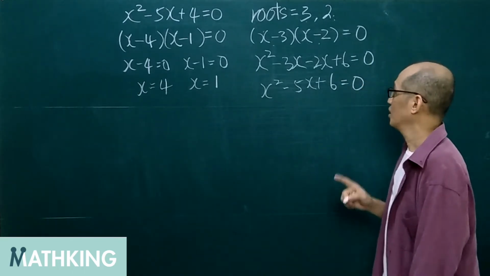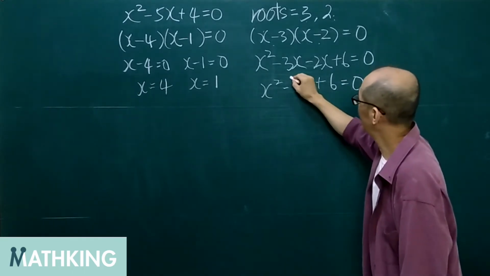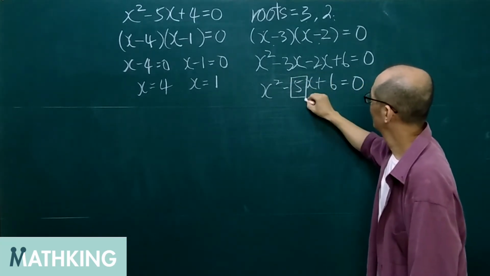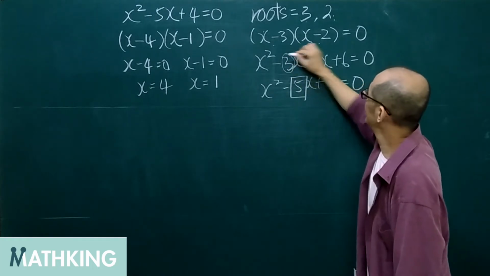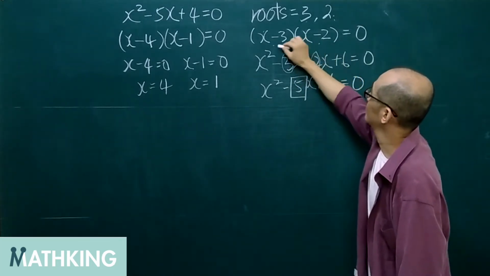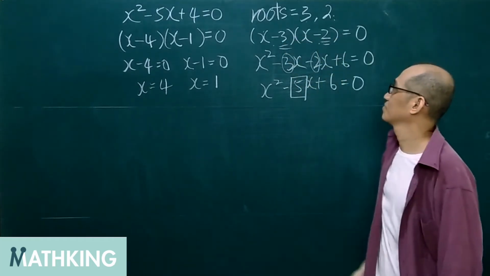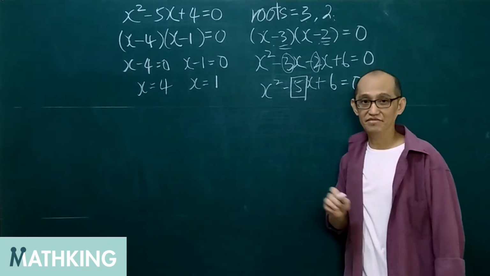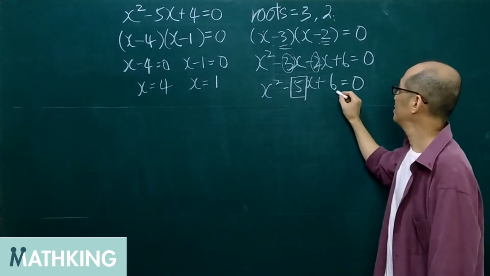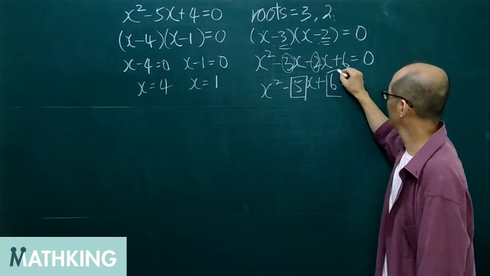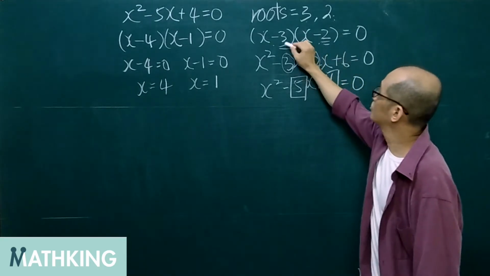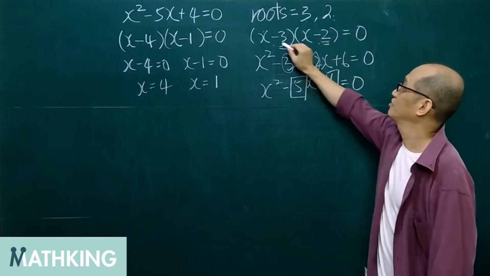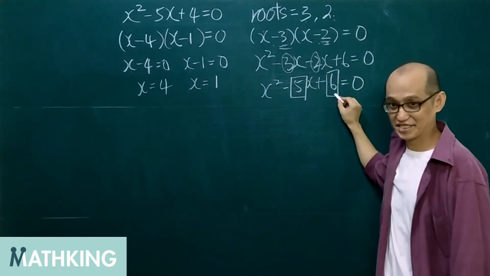So here, note that this 5 is actually the sum of 3 and 2. 3 plus 2 we get 5. And this 6 is actually the product of 3 and 2. 3 times 2 we get 6.